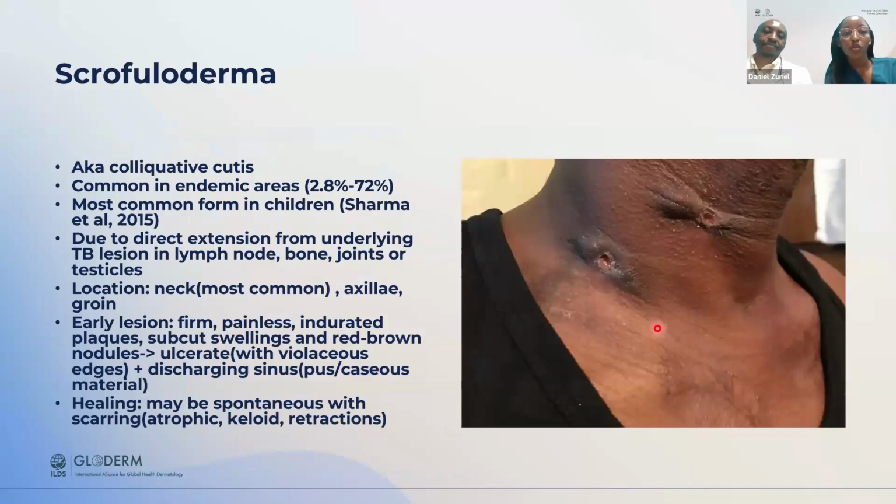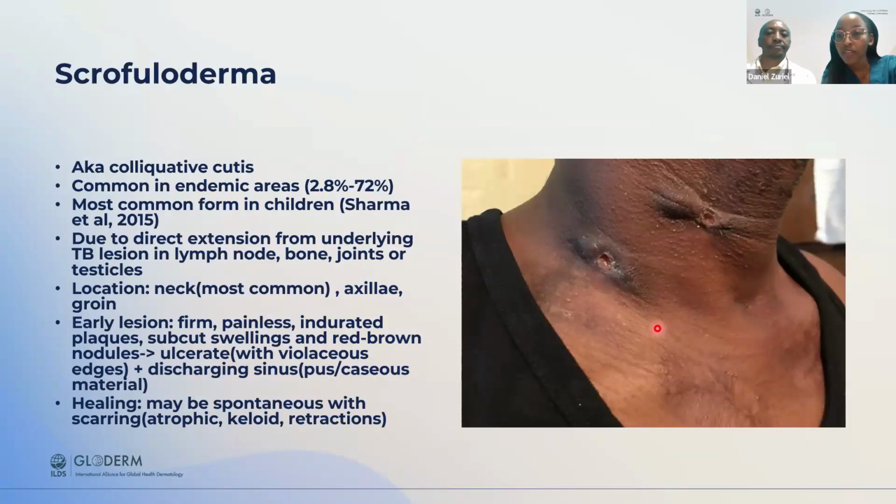In cases of scrofuloderma, which is the second most common form of cutaneous tuberculosis, we will have these lesions typically on areas where there's underlying disease. And the most common region is going to be the neck, followed by the axillae and the groin. And it occurs due to direct extension of the disease from underlying TB lesions, be it the lymph nodes, the bones, the joints, or even the testicle in some patients.